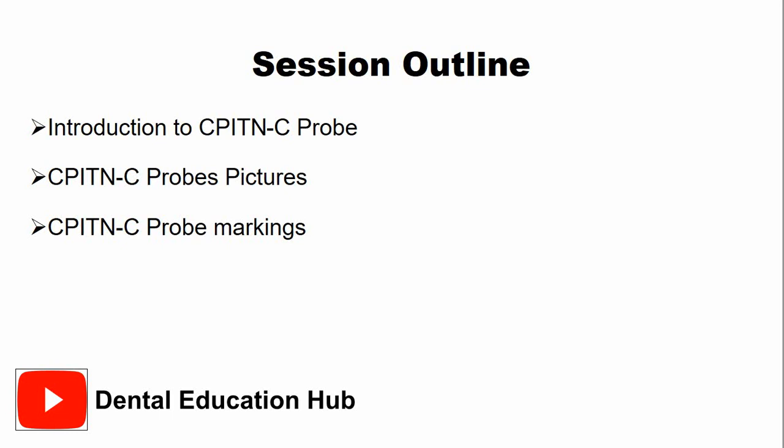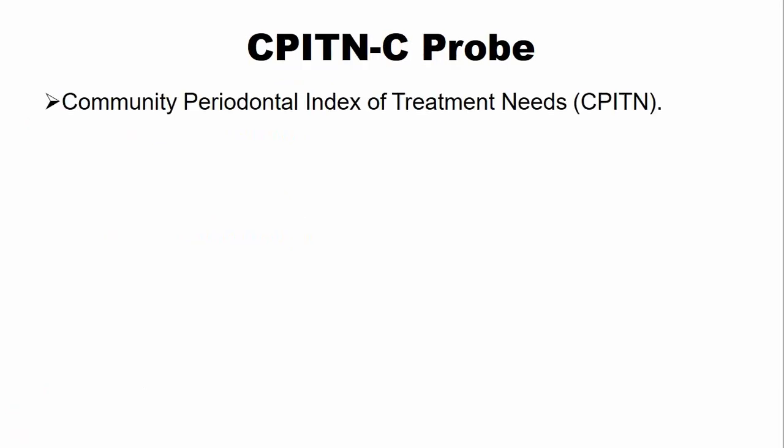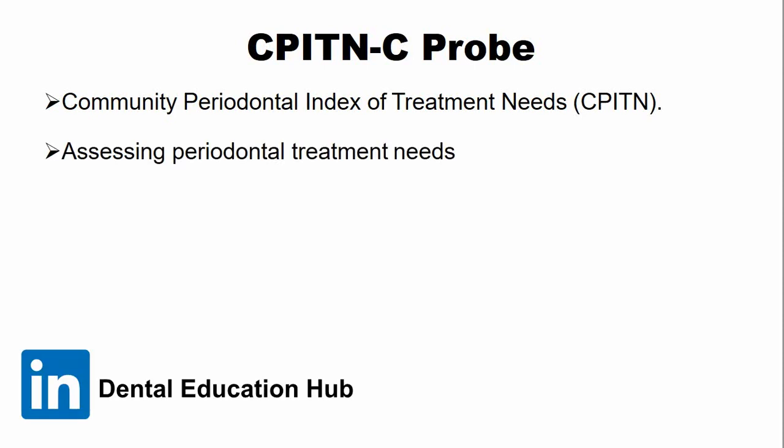So let's begin. The CPITN-C probe. The CPITN stands for the Community Periodontal Index of Treatment Needs, and the last C means clinical. So Community Periodontal Index of Treatment Need, clinical probe. So this probe is used for assessing the periodontal treatment needs.